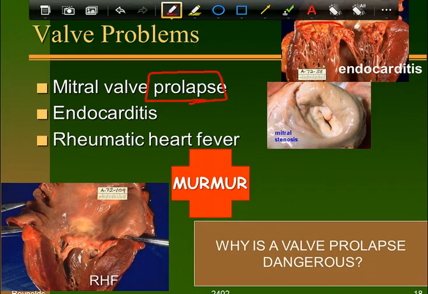So look at these valves right here, eaten away. That's a bacterial infection, endocarditis. Here, look at the valve flaps right here. They're hardened, and they don't flip open and close. They just stay the same orientation all the time. It's called a stenosis. And then over here, you've got damaged valves from rheumatic heart fever, which is what that is.